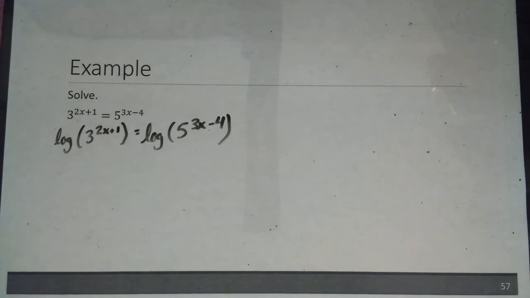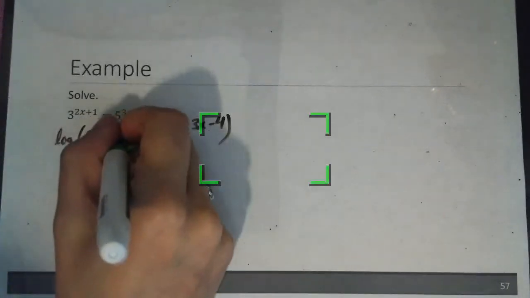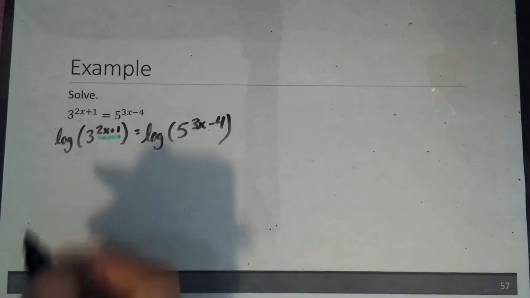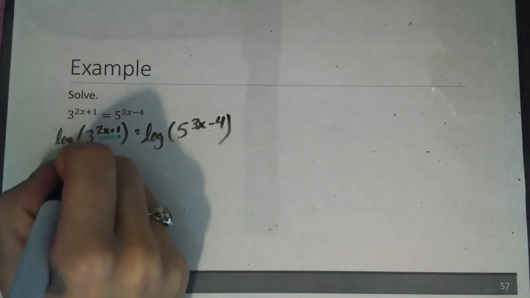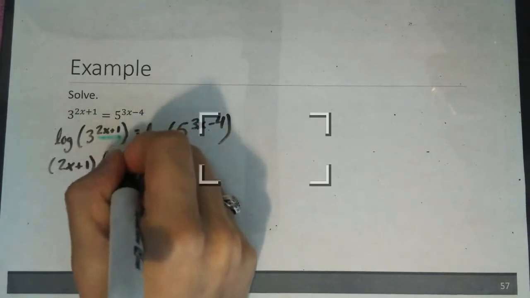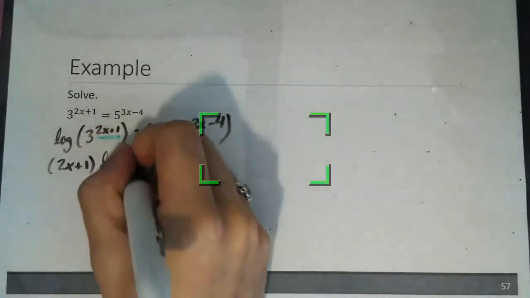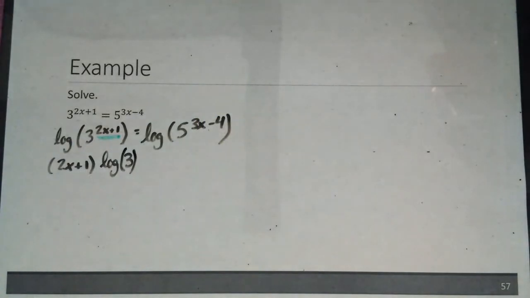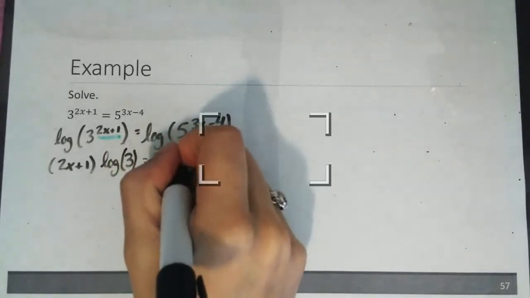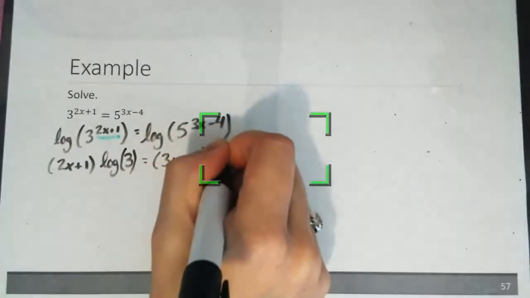Now I'm going to use Amanda's favorite log rule that says if I have an exponent, then I can bring it out front. Well, my exponent is 2x plus 1, so that whole thing is going to move out front, and I need it to stick together. So it's going to go in parentheses. So I get 2x plus 1 in parentheses times the log of 3. I'm going to put my 3 in parentheses just so I know it's the argument. And I'm going to do the same thing on the other side. This is equal to 3x minus 4 in parentheses times the log of 5.